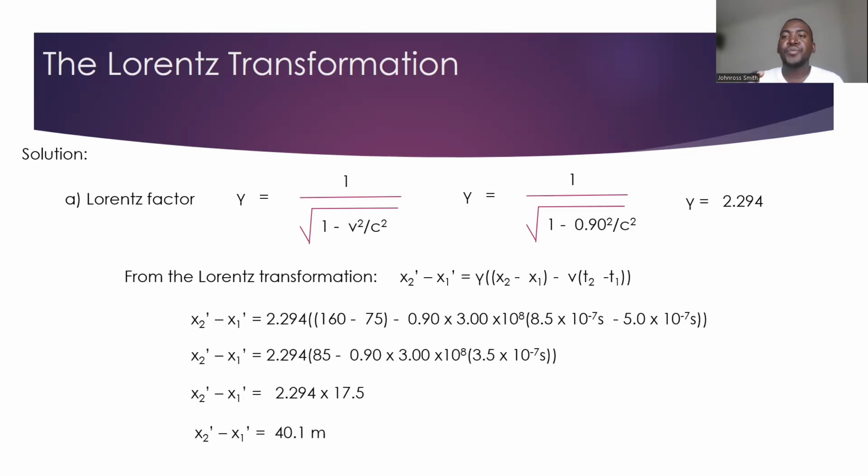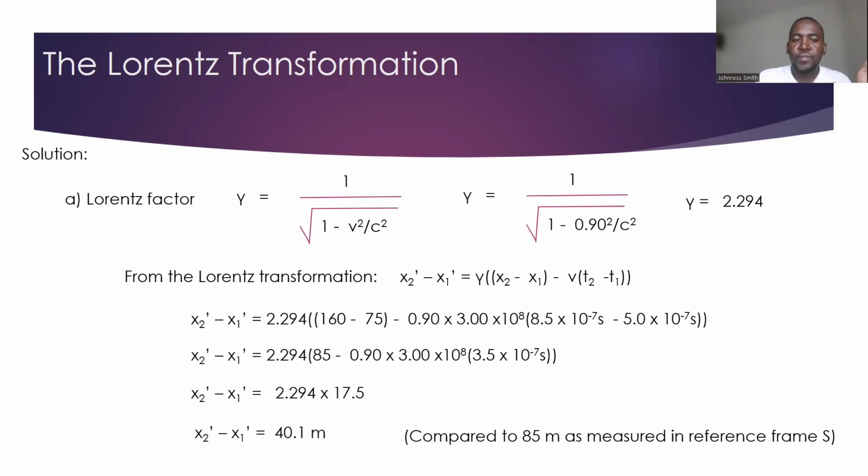So in reference to the S prime reference frame, these events happen 40.1 meters apart, compared to 85 that was measured in reference frame S. In reference frame S, we just subtract the 75 from the 160, which gives us 85. But from reference frame S prime, it is observed that there's a difference of 40.1 meters. And that's what this calculation tells us.